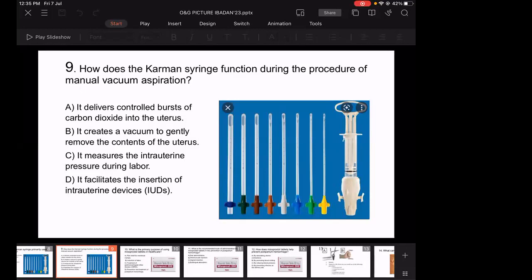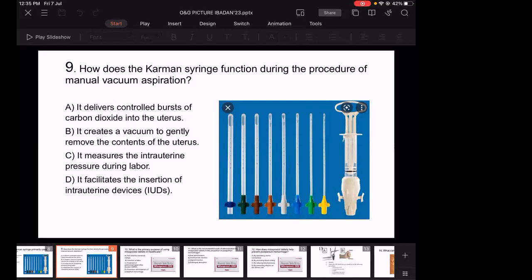Question 9. How does the common syringe function during the procedure of manual vacuum aspiration? A, it delivers controlled bursts of carbon dioxide into the uterus. B, it creates a vacuum to gently remove the contents of the uterus. C, it measures the intrauterine pressure during labor. D, it facilitates the insertion of intrauterine devices.